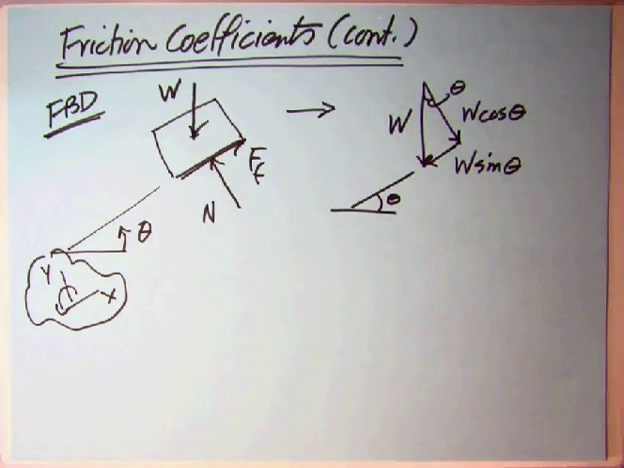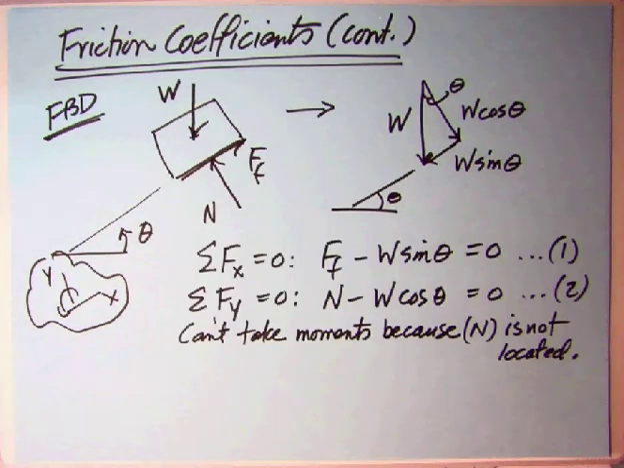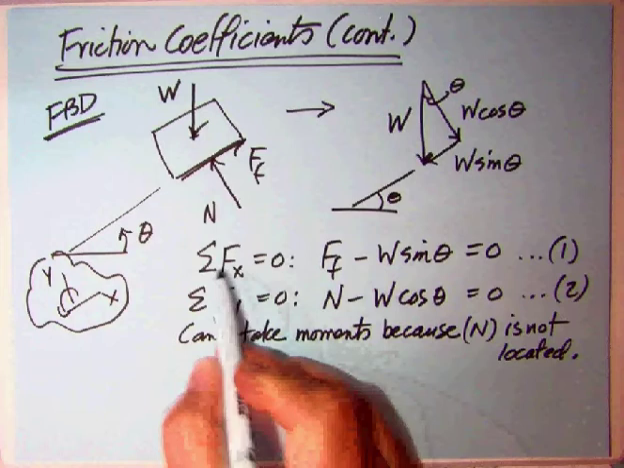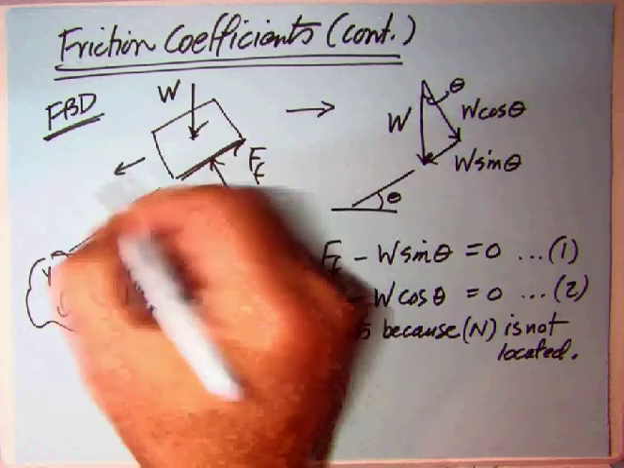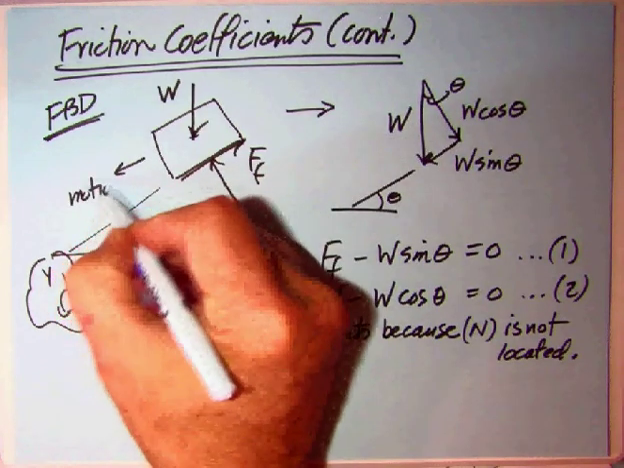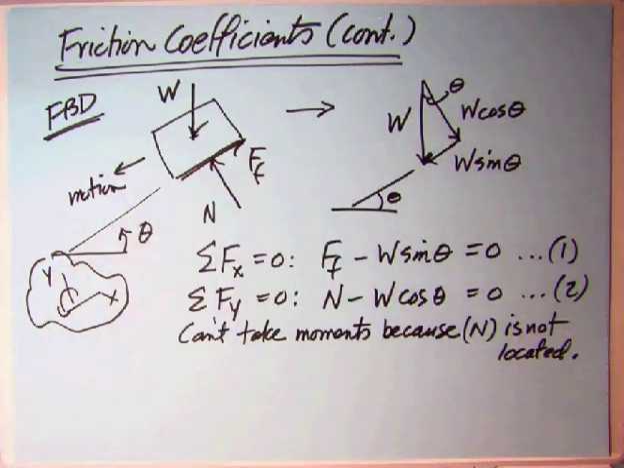Okay, well, what do the equations of equilibrium look like? So again, to save YouTube time, the sum of the forces in the x, positive up the incline. I could have made it down, because we know the impending motion, it's not motion, but the impending motion will be down. That's what the friction force is opposing. F minus W sine theta equals 0, equation number 1. Sum of the forces in the y, N minus W cosine theta equals 0, equation number 2.